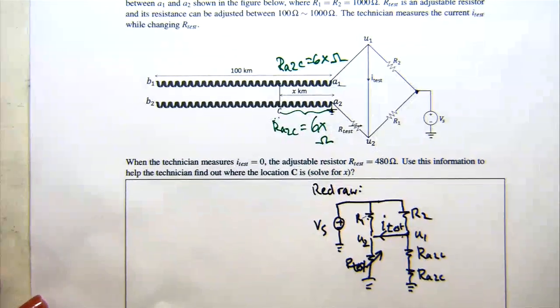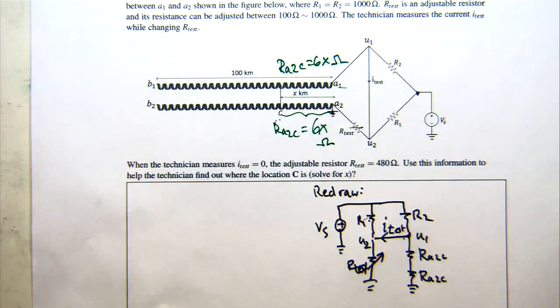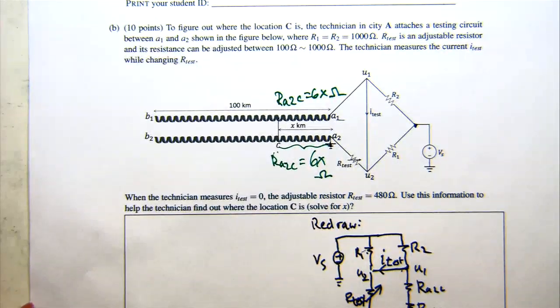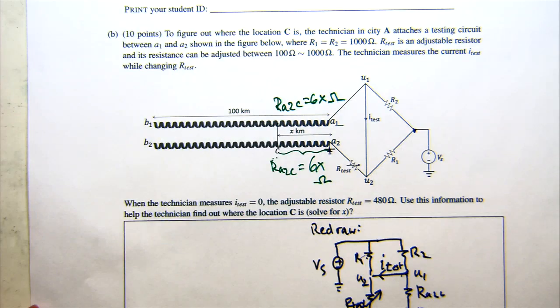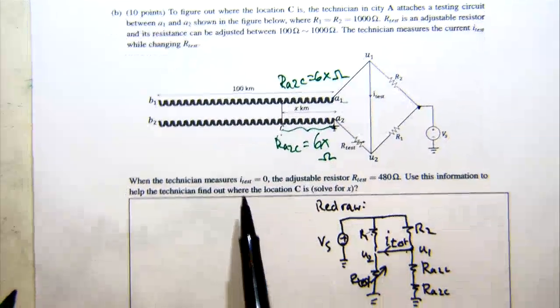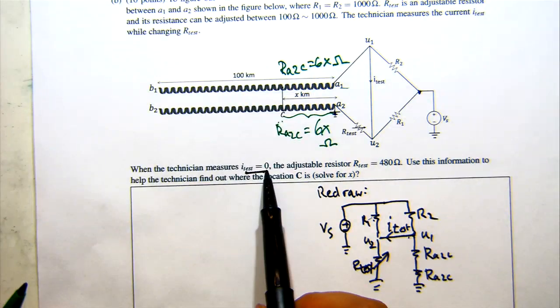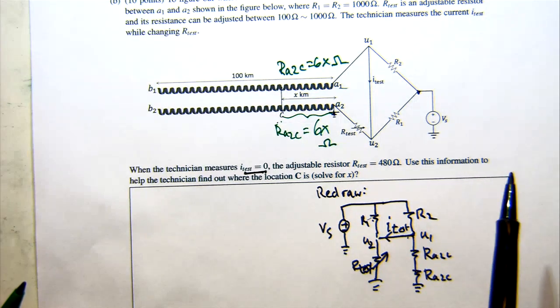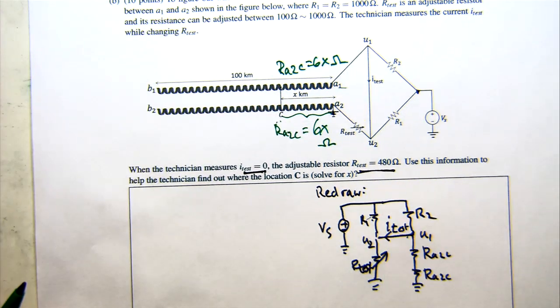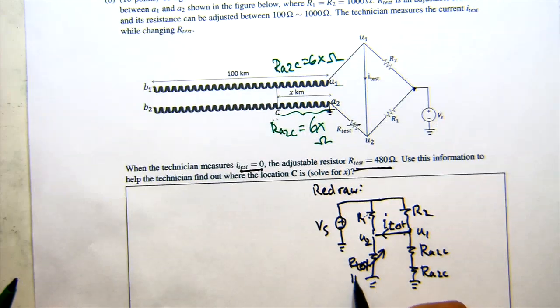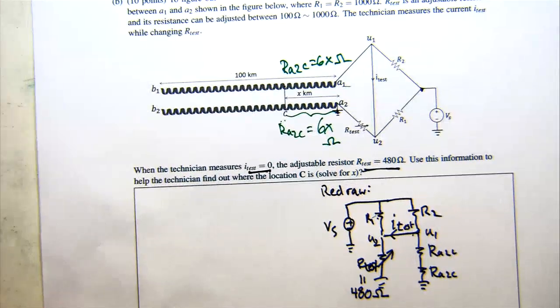We also have some really useful information that was given to us in this circuit. One is that we know that I test equals 0, and the other is that we know that R test is 480 ohms. So if I test equals 0, I guess some people have some questions. Okay, let's start with the questions.